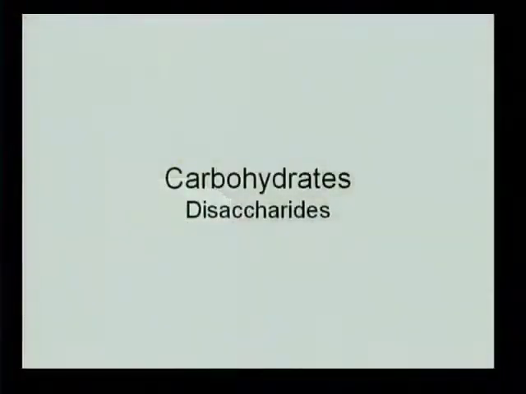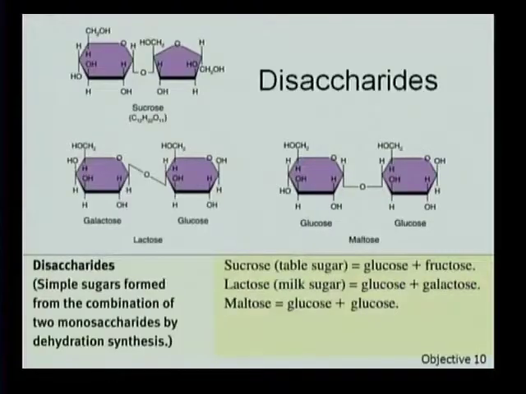In this objective, we're going to be looking at the disaccharides sucrose, lactose, and maltose. We're going to need to know what each of those disaccharides is made of in terms of the monosaccharide monomers that are put together in order to create that. So this objective number 10 is on the disaccharides sucrose, lactose, and maltose.